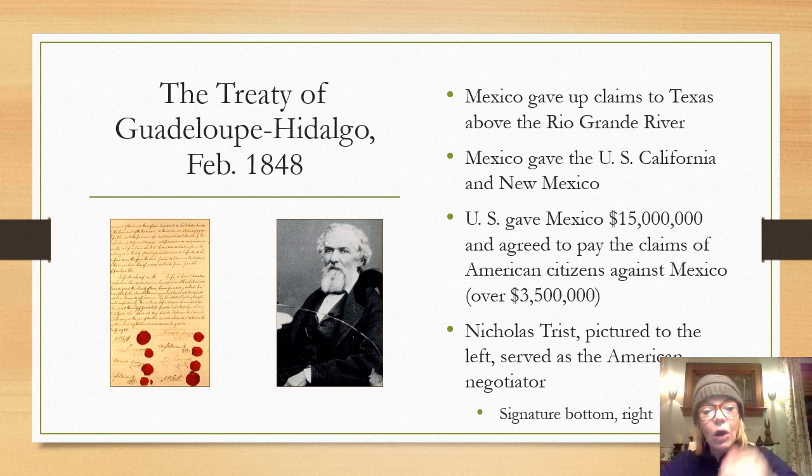And what you need to know are all the different parts of the treaty. So Mexico gives up claims to Texas, and they recognize the border as the Rio Grande. Mexico gives the United States California and New Mexico, which includes New Mexico and Arizona. The United States gives Mexico $15 million, and they agreed to pay any claims against the Mexican government by U.S. citizens. So this guy right here is Nicholas Trist. He was our representative and negotiator at the treaty conference to come up with this.